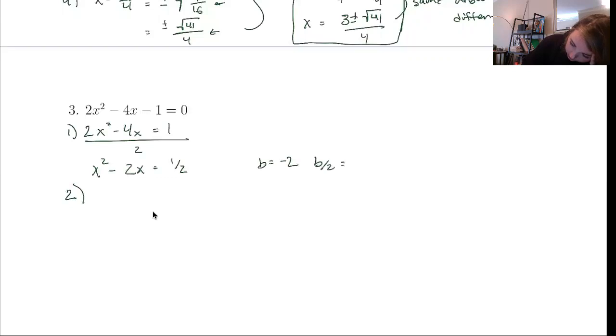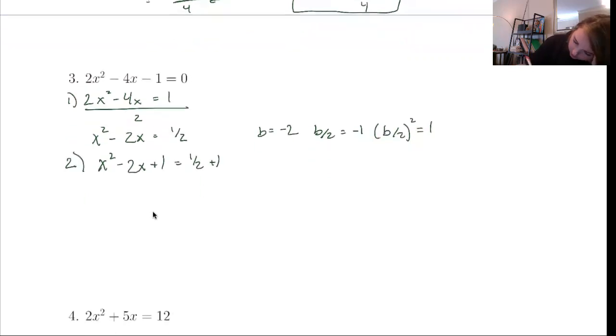Now b is -2. B divided by 2 would be -1. So b over 2 squared would be 1. So I'm just going to add 1. And I chose to add 1 so that this would factor into x minus 1, which is b over 2, squared, equal to 3/2.